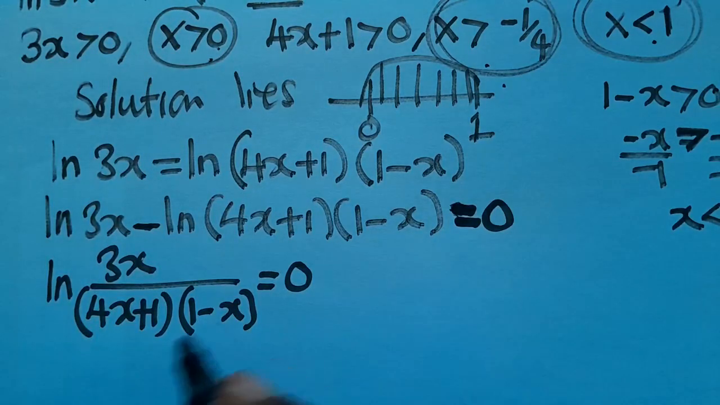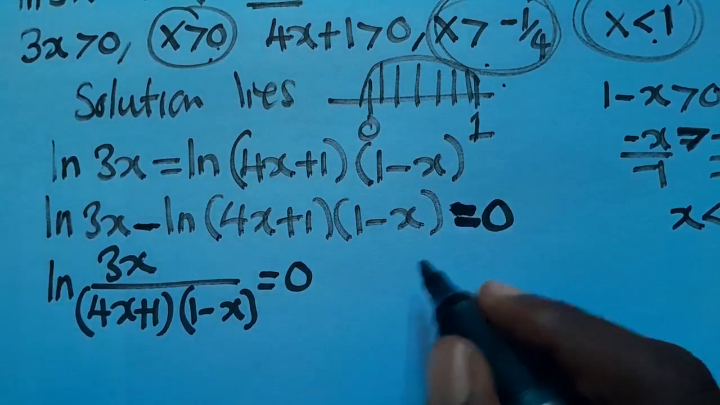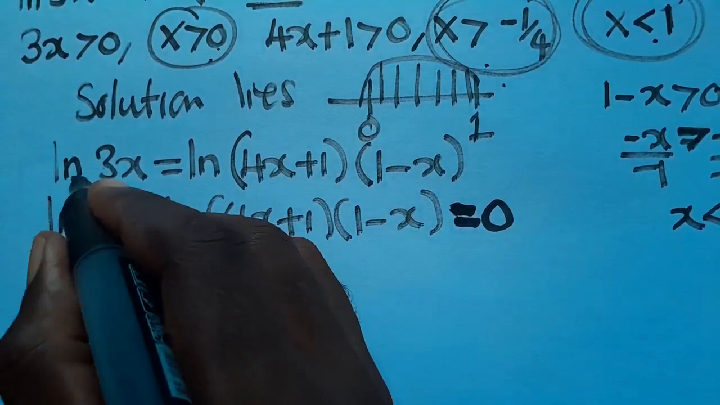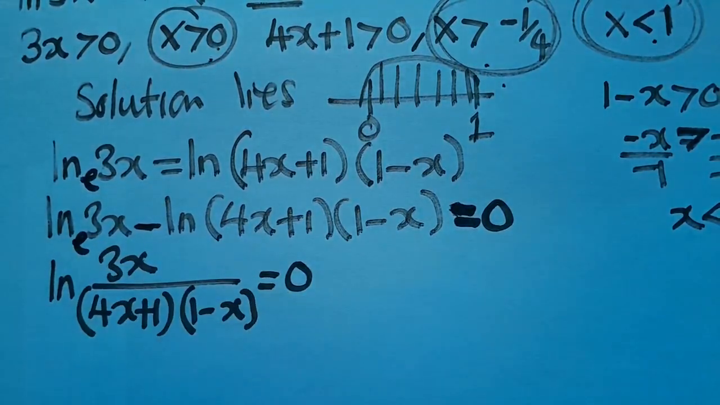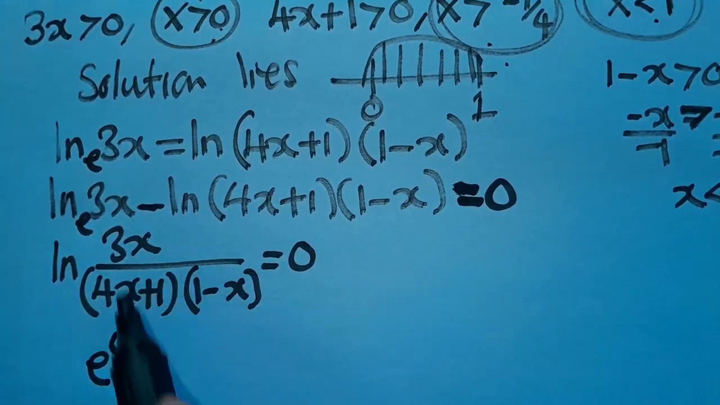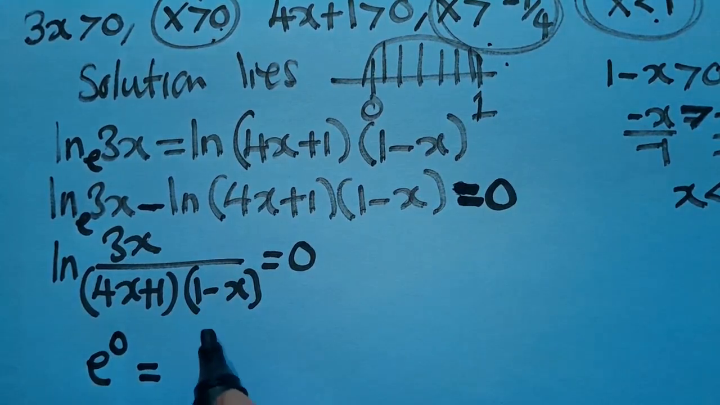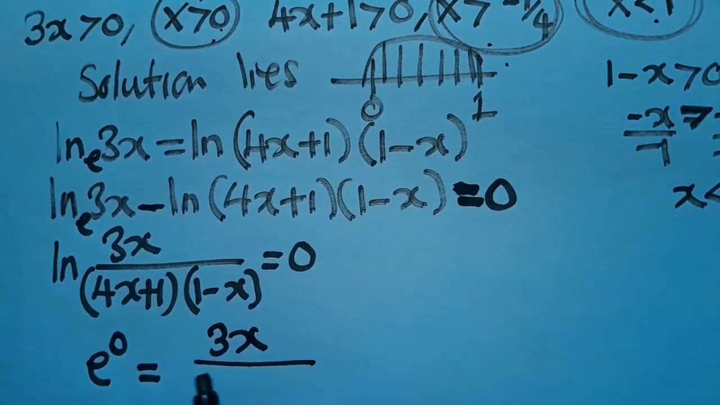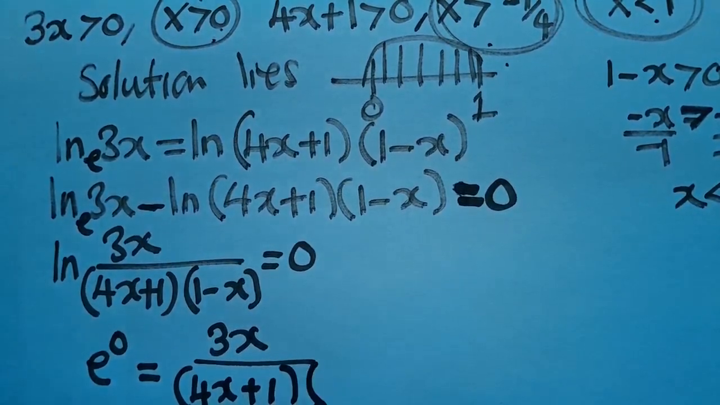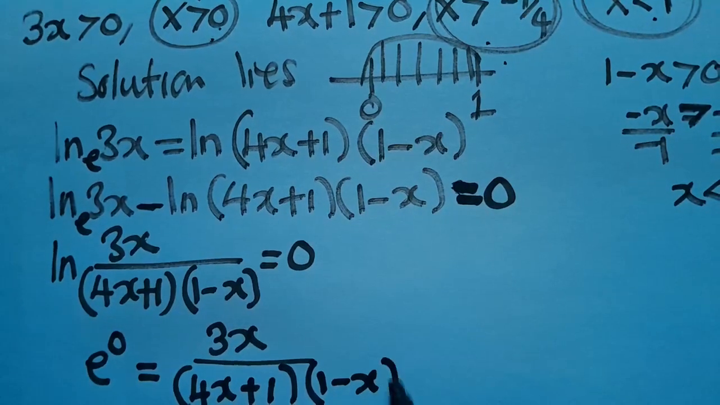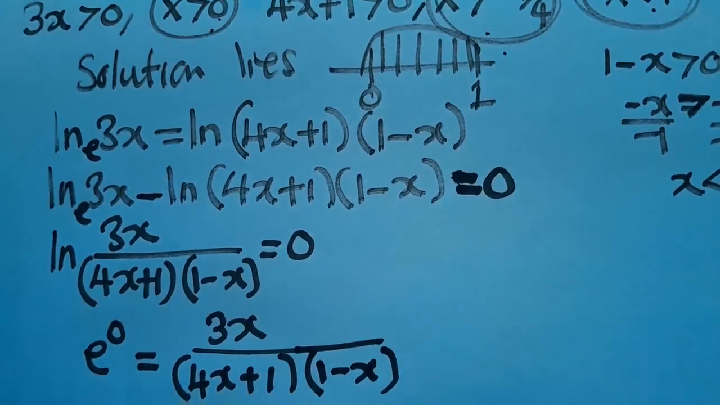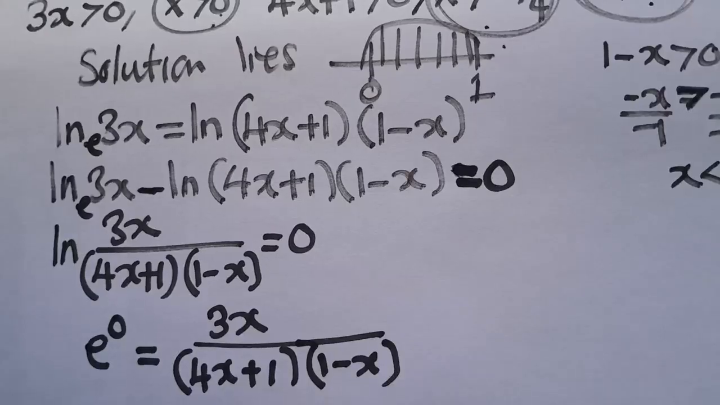So you know that ln, there is e here. When I just say ln, it means there is an invisible e there. Which means that e will be raised to the power 0, which will be equal to this whole thing here, which is 3x over 4x plus 1, then 1 minus x, like this. This is what you are going to do. These are procedures that we follow.